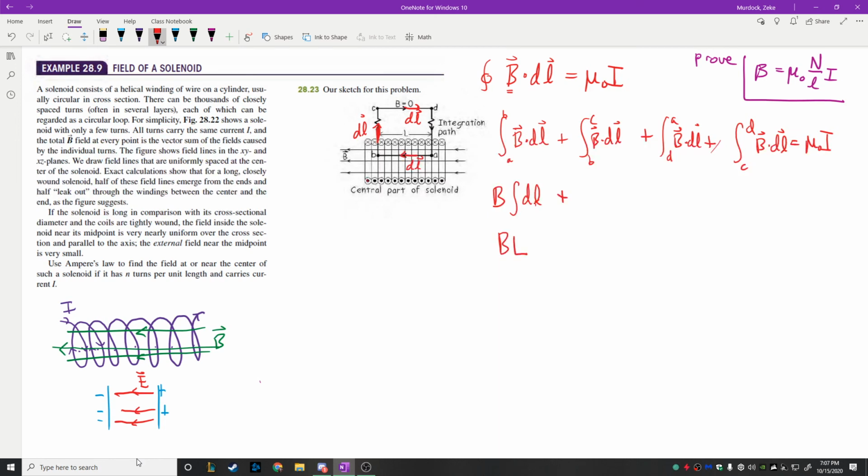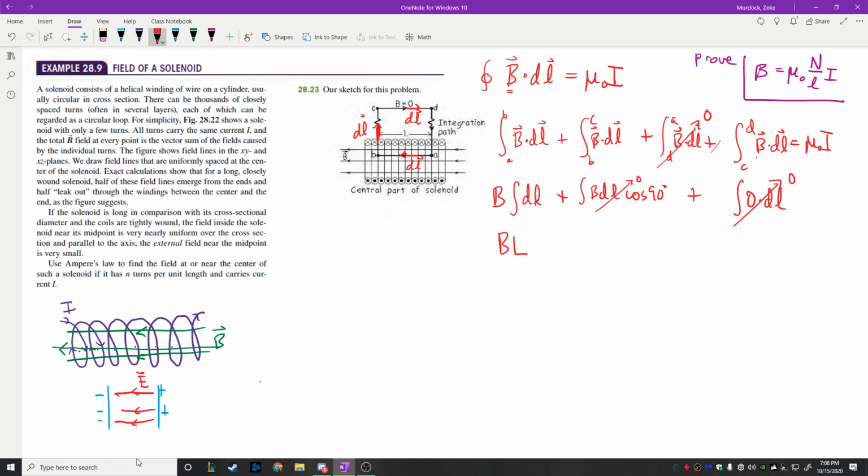For B to C, the magnetic field points to the left and these point this way, so when you do this, you're going to end up getting B times dl times the cosine of 90. So that's going to be 0. For a similar argument from D to A over here, this is also going to be 0. And then out here, the magnetic field is 0. So that's going to be 0.